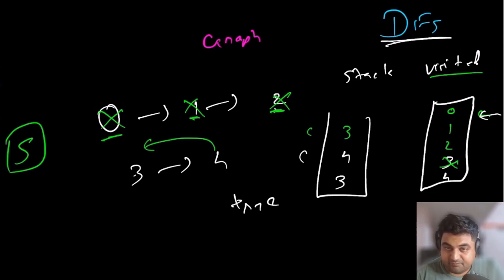So since a visited node cannot be visited again, we are going to say that a cycle exists, and we would be able to return false in this case. And this is the whole solution.